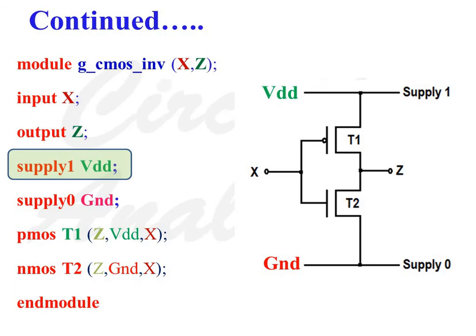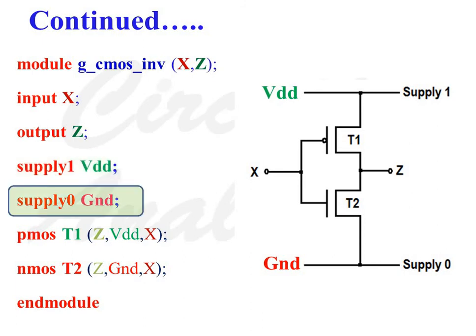So the highlighted line mentions that VDD is an identifier which is used to identify supply1. This line specifies that ground is a point to which supply0 is connected.